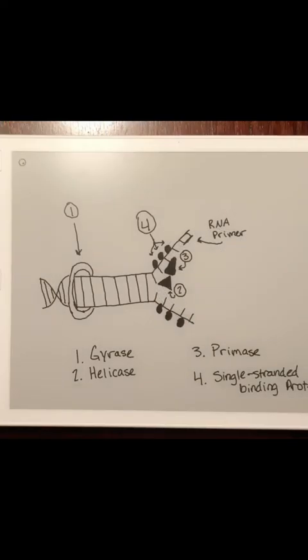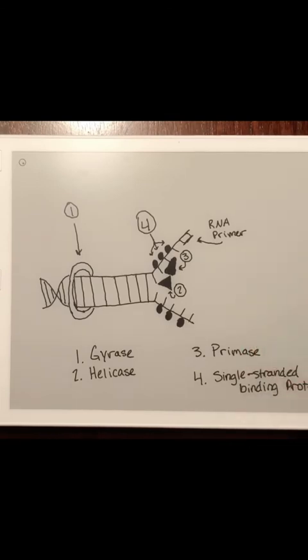The first enzyme you see on this page is labeled number 1, and that's the enzyme gyrase. This is an enzyme that's part of a larger class of enzymes called topoisomerases. The function of gyrase in DNA replication is to induce supercoiling ahead of the replication fork. This is a way to reduce torsional stress that's placed on DNA when the replication fork is opened.